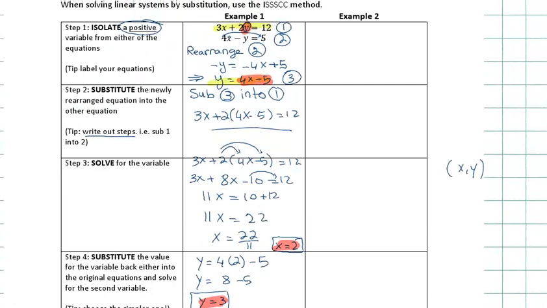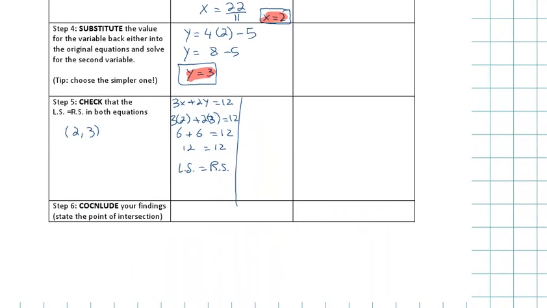Now I have to use equation number 2 to prove. Equation number 2 is 4x minus y equals 5. Plug in 2 for x, 3 for y. 4 times 2 is 8. 8 take away 3 is 5. Left side equals right side. So since both of these work nicely, that means my solution is correct, right? That means my point is a point of intersection.